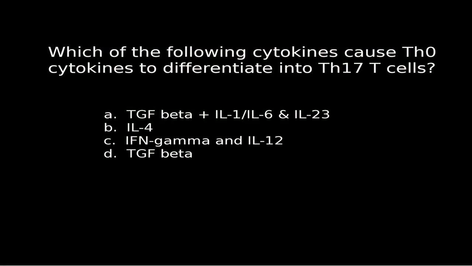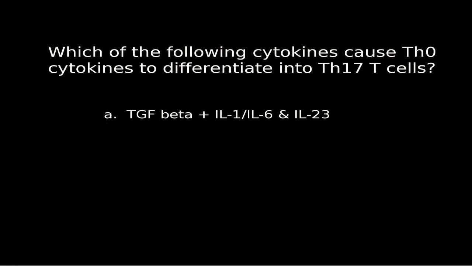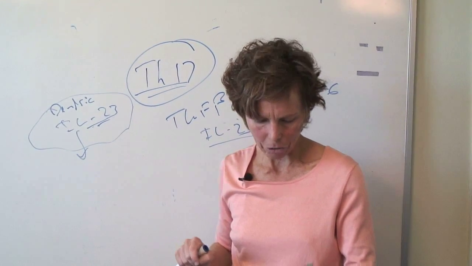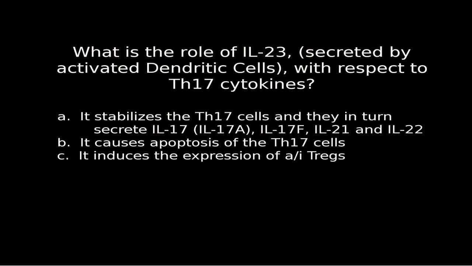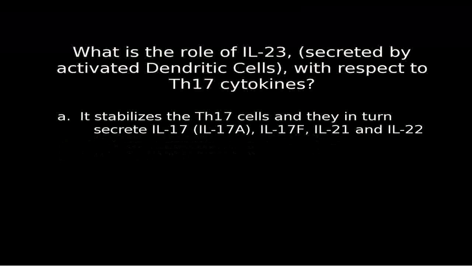Number 1 on Th17 cytokines: which of the following cytokines cause Th0 cells to differentiate into Th17 T cells? The answer is A, TGF-beta plus IL-1 or IL-6 and IL-23. Again, this is a dendritic cell secreting that IL-23. Number 2: what is the role of IL-23, secreted by activated dendritic cells, with respect to Th17 cytokines? The first answer is correct. It stabilizes the Th17 cells, and they in turn secrete IL-17A, F, and IL-21 and 22.